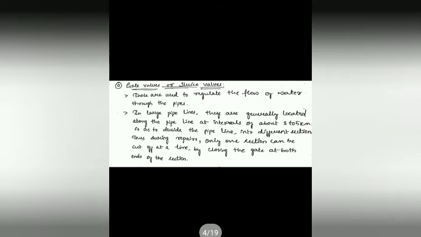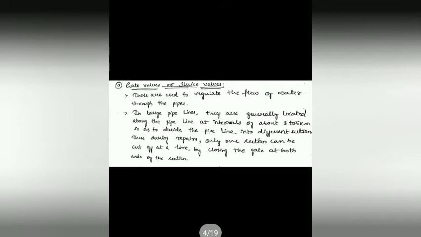See, on a household scale, we know that whenever water is coming in the supply, we say that the valve is opened and the valve is closed. This is a common word we use at the house scale. So to stop the water or to make it run, we use the sluice valve or a gate valve.